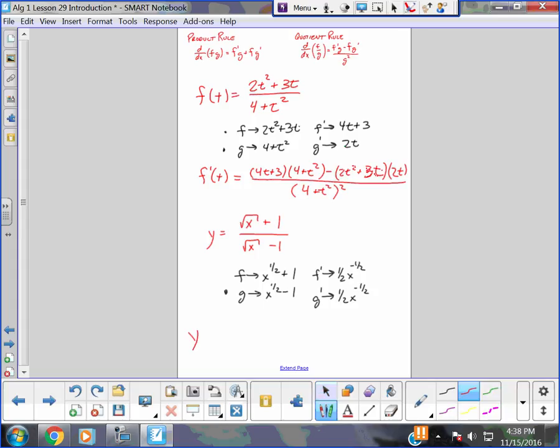And again, y prime is simply f prime, which is 1/2 x to the negative half, times g, which is x to the half minus 1, minus f, which is x to the half plus 1, times g prime, 1/2 x to the negative half. I'm sorry, I said g, I meant g prime, all over g squared, which is x to the half minus 1 quantity squared.